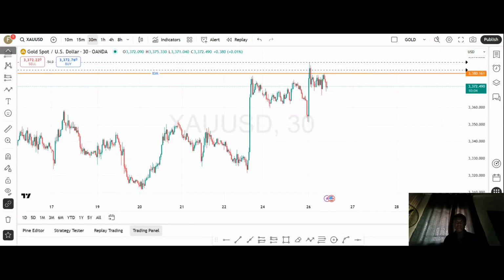So there's one pair I want to trade right now. If you have any question, please ask me. Time is running out.